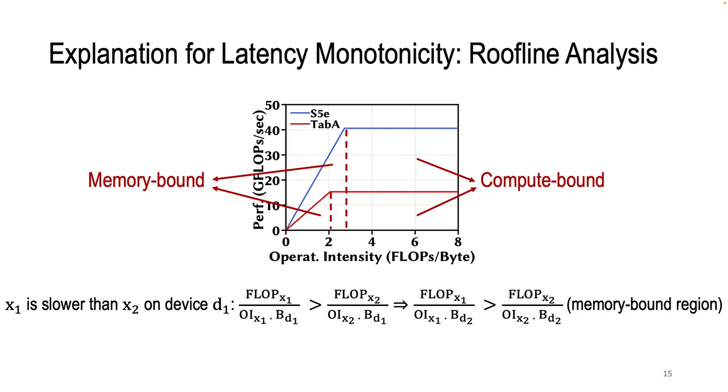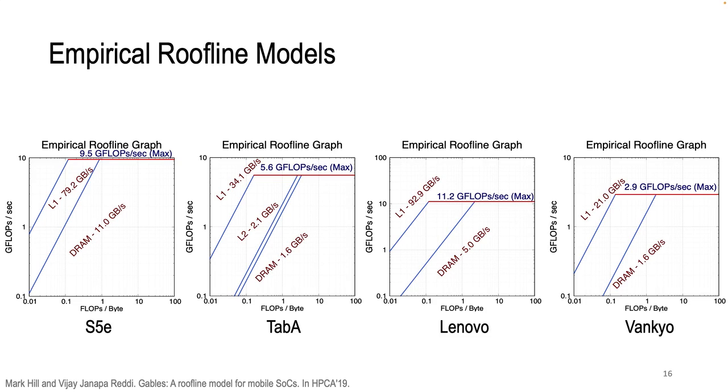When two models are both in the compute-bound region of a device, a similar logic can apply to analyze the latency monotonicity. The Roofline analysis only provides a sufficient condition for latency monotonicity under the assumption that devices run at their peak performances. Next, we experimentally show the actual performance of CNN models on our 4 mobile devices.